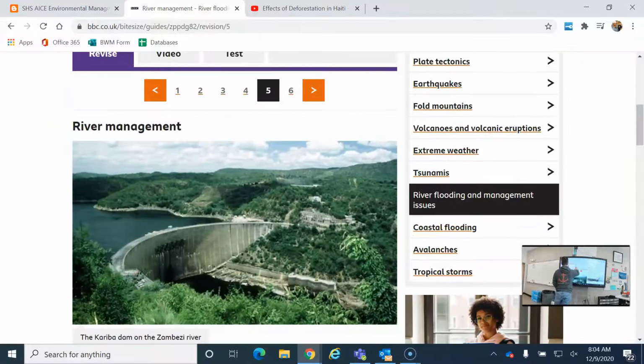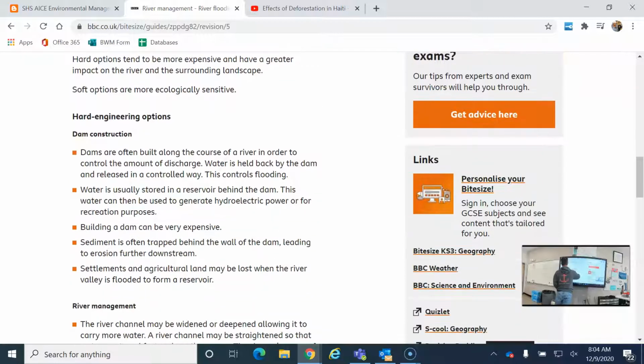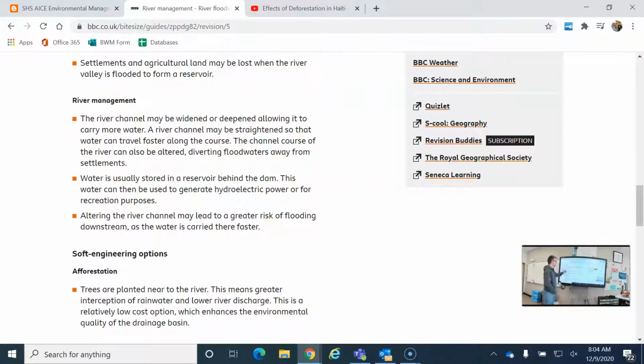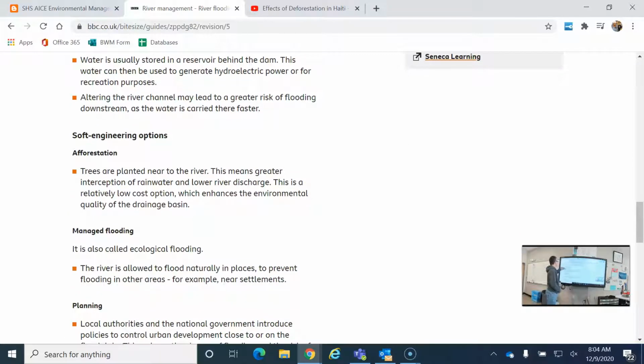And then the big one I want you to go on here is river management. What can you do? Dam construction, all right? And it goes through some pros and cons, all right? River management, how to manage the river itself. You can widen the river, you can deepen the river, things like that. And then what's the problem with greater risk of flooding downstream? And then those are hard engineering options, and so it's building structures.